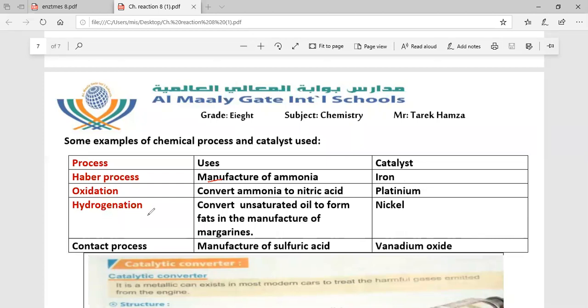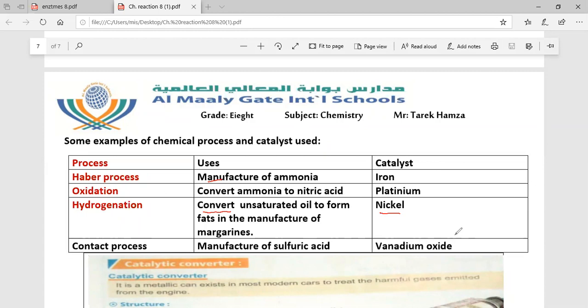Hydrogenation. This process converts unsaturated oil to form fats in the manufacture of margarine. Again, it converts unsaturated oil to form fats. The catalyst here is nickel. Contact process: this process is used to manufacture sulfuric acid. The catalyst here is vanadium oxide.